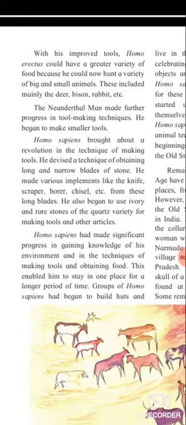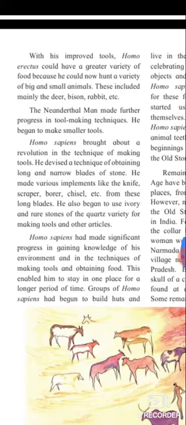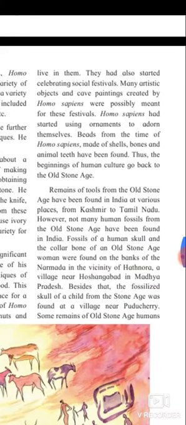Homo sapiens had made significant progress in gaining knowledge of his environment and in the techniques of making tools and obtaining food. This enabled him to stay in one place for a longer period of time. Groups of Homo sapiens had begun to build huts and live in them. They had also started celebrating social festivals.